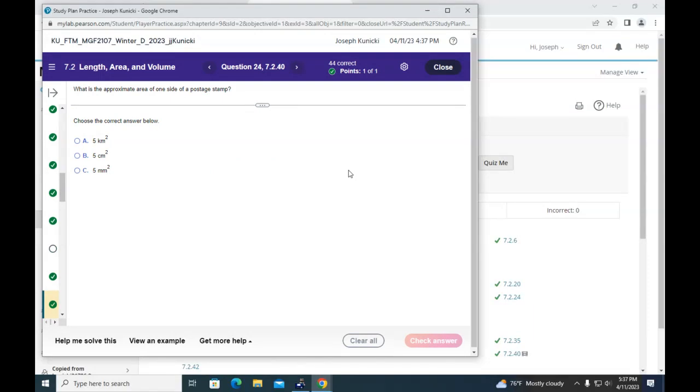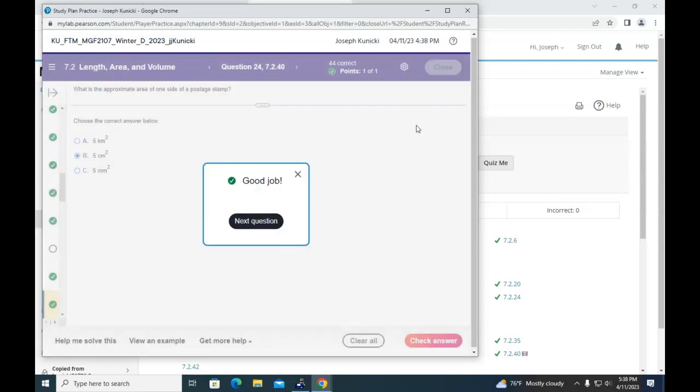What's the approximate area of a postage stamp? We can eliminate A. Yes, of course. Now, I said there's 2.5 centimeters per inch, so that's square centimeters. I think it's B again, because millimeters is kind of small.